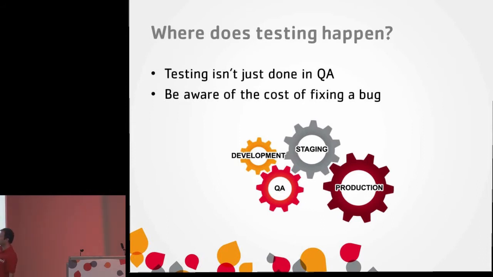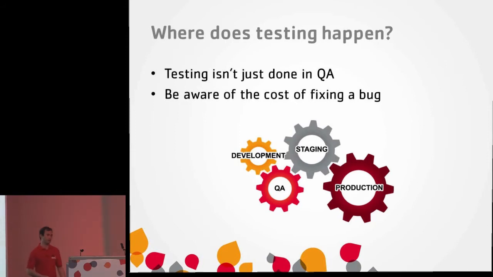Likewise, if it's found in staging, there is a bit of a chain there as well, but not quite so bad as production. If it gets found in QA, then it's pretty much testers raising a bug in your bug tracking system. The developers find out about it, they fix it, and it goes back to QA again.